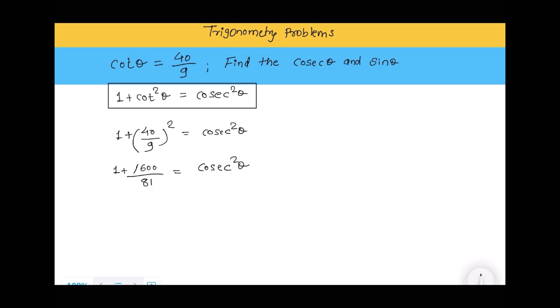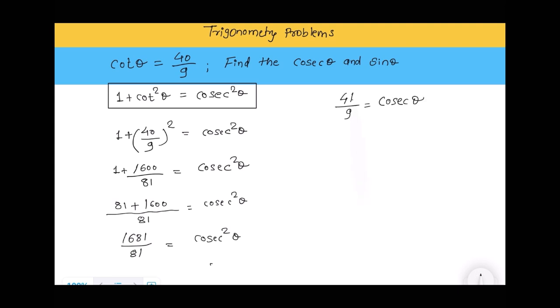1 plus 1600 upon 81 is equal to cosec square theta. Let's further simplify this. So 81 ones are 81, plus 1600, divided by 81. Here what we have done is we made the base common for addition. So (81 plus 1600) divided by 81 is equal to cosec square theta. Adding, 1600 plus 81 gives us 1681 divided by 81 is equal to cosec square theta. Let's take square root on both sides.